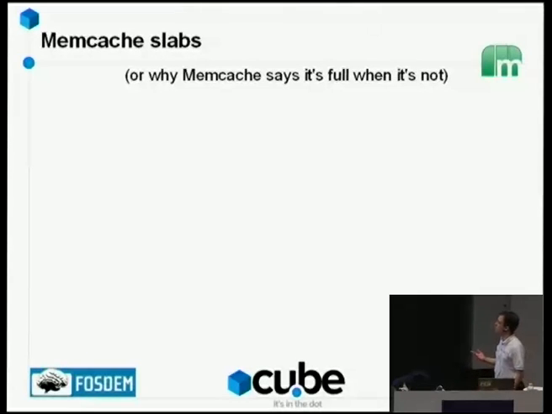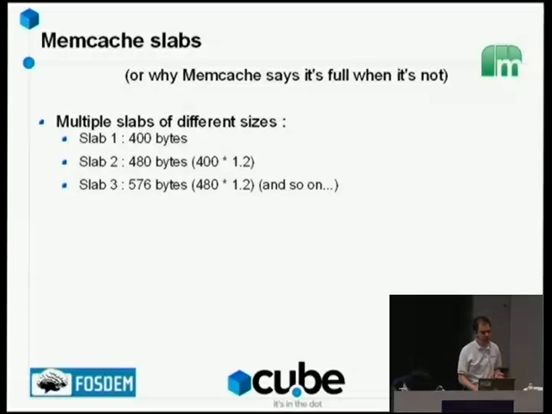There's something I want to talk about that most people don't mention when they talk about Memcache. It's a thing called slabs, which is basically why Memcache will tell you I'm full when actually there's a lot of memory space still available. Let's imagine you have a Memcache of 1 gigabyte. Then a large chunk of that will be reserved for items of up to 400 bytes. A slightly smaller one for items of up to 480. Yet again, a smaller one for items of 576, and so on and so on.